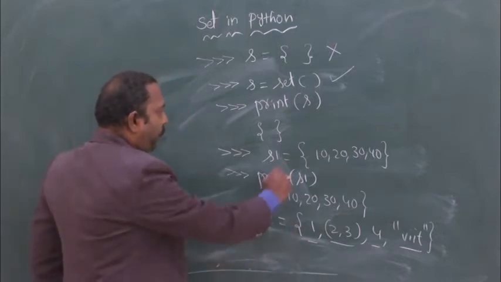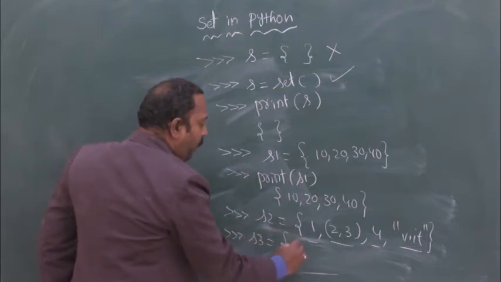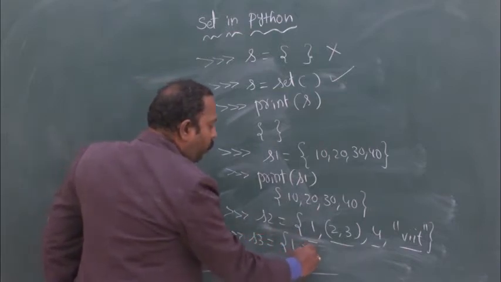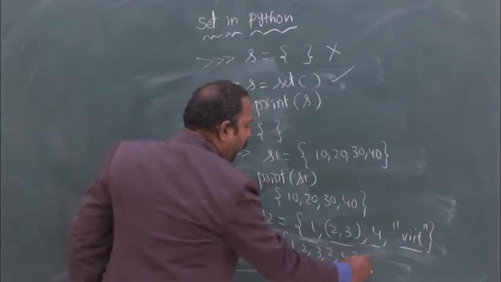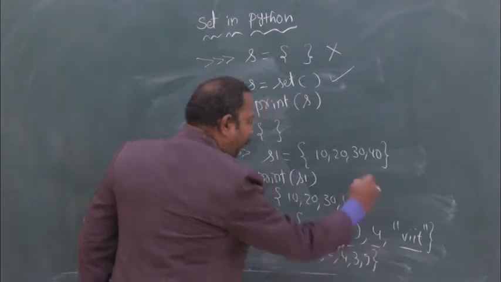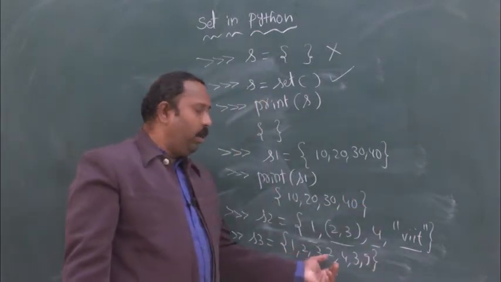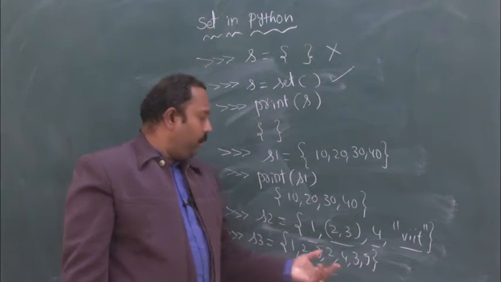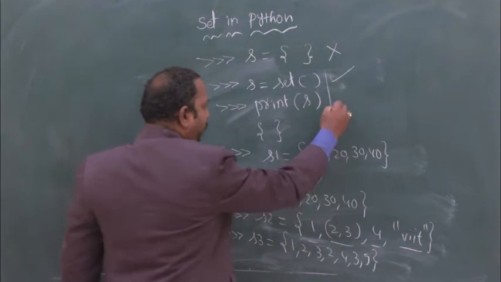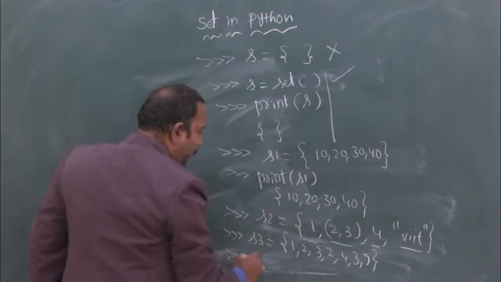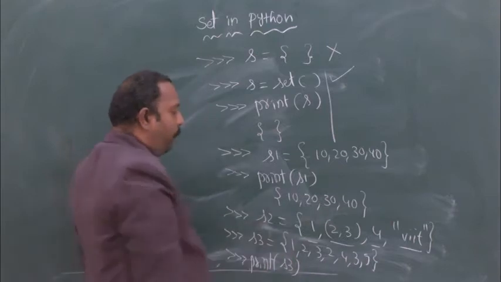Suppose I want to represent another set S3 equal to 1, 2, 3, 2, 4, 3, 5. I have taken 7 elements: 1, 2, 3, 2, 4, 3, 5. Suppose I want to print S3. I have given print S3. So what is the output you will get here?